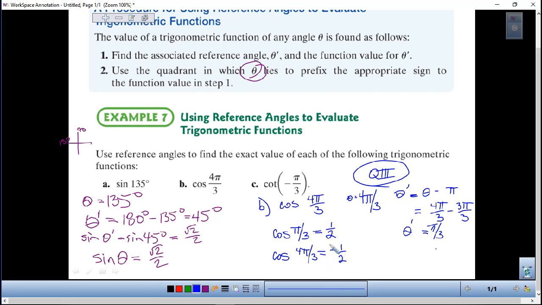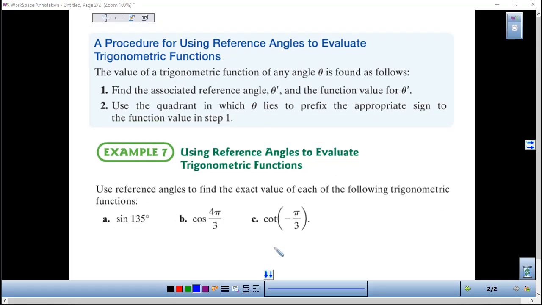All right, let me clear all this out and get us another little space here. And let's do part C. The cotangent of negative pi over 3. Well, it's a negative angle, so theta equals negative pi over 3. Theta prime is going to equal, if negative pi over 3 is in quadrant 4, which it is, we know we're going to have 2 pi minus that right there.